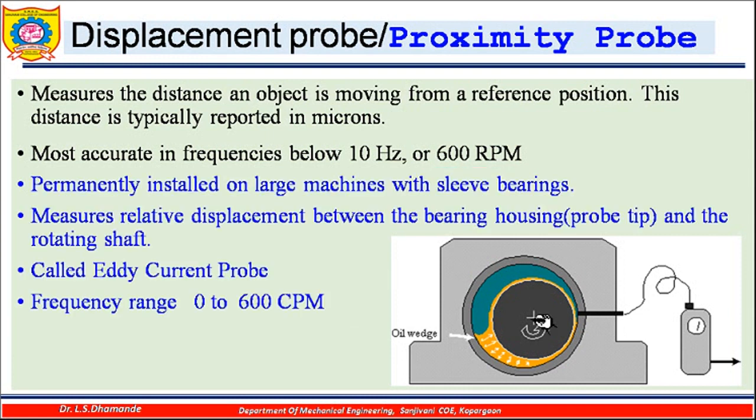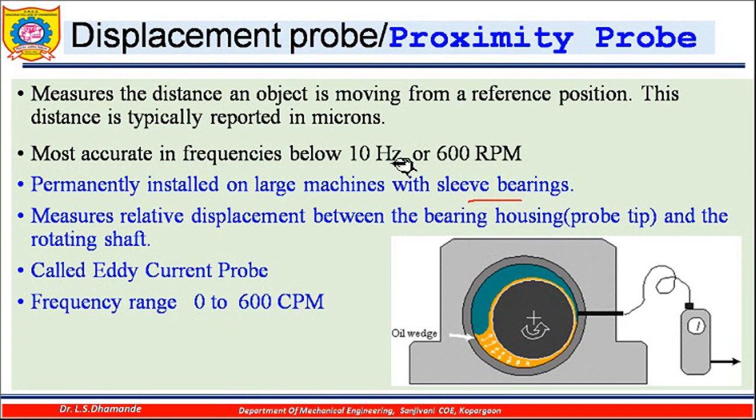So these displacement transducers, or displacement probes, need to be permanently installed on large machines with sleeve bearings. You can see here this is a sleeve bearing, and on this sleeve bearing it needs to be permanently installed. There is a hole required for inserting the sensor here, and then you can make the connections with this meter. It measures the relative displacement between the bearing housing, meaning this probe tip, and the rotating shaft. So it is also called an eddy current probe.